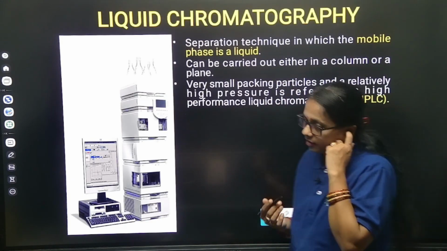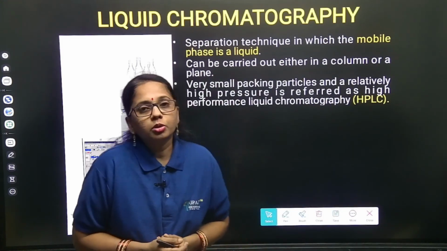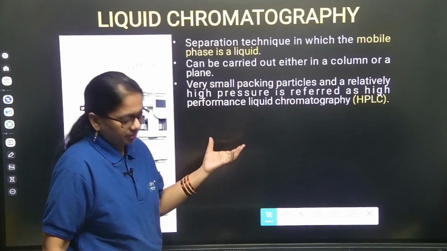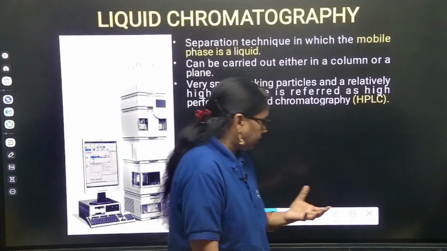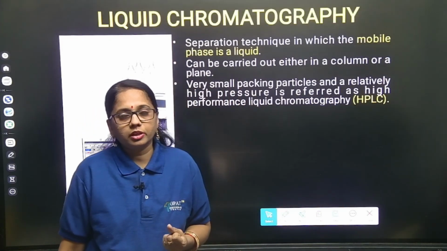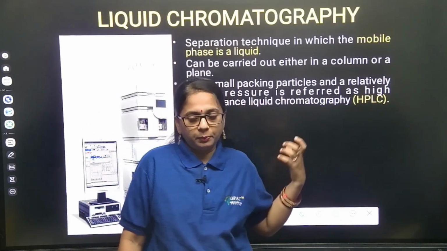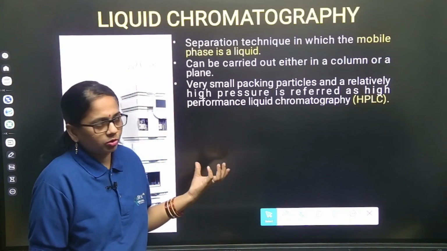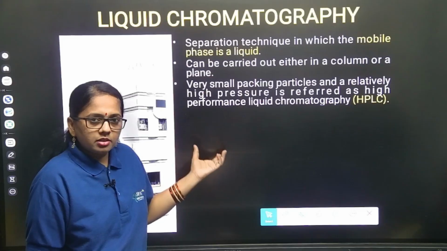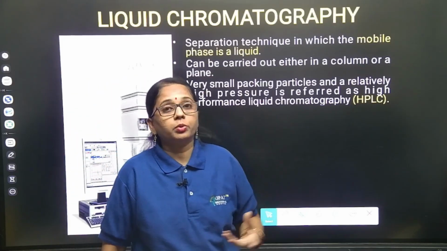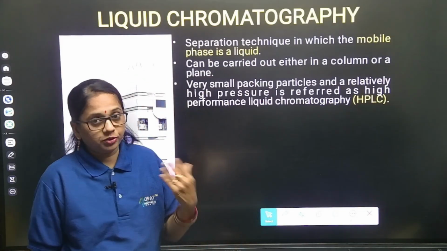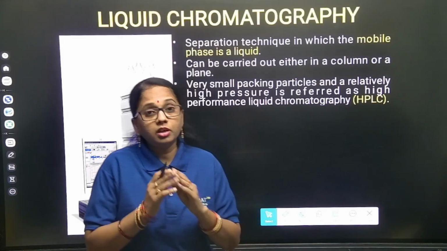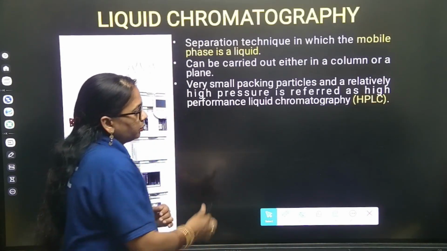And the particle size of the stationary phase is also going to play a very important role. Because of the very small particle sizes, we are going to face high pressure in the HPLC system as well as GC also. That's why it is called high pressure liquid chromatography as well as high performance. Due to the small particle size itself, it is going to give you clear separation of the compounds.